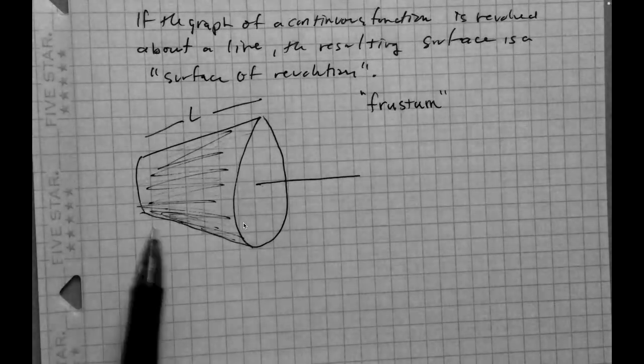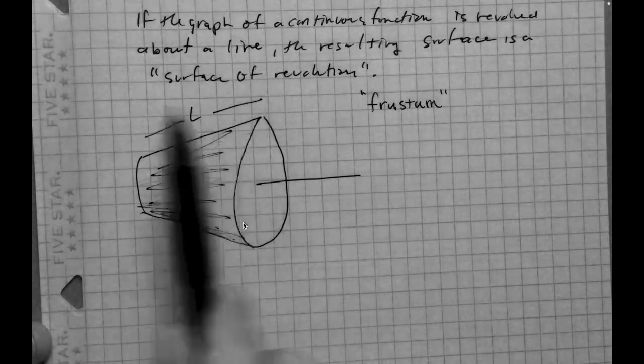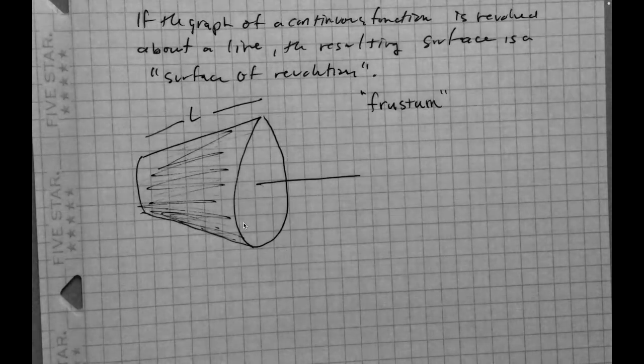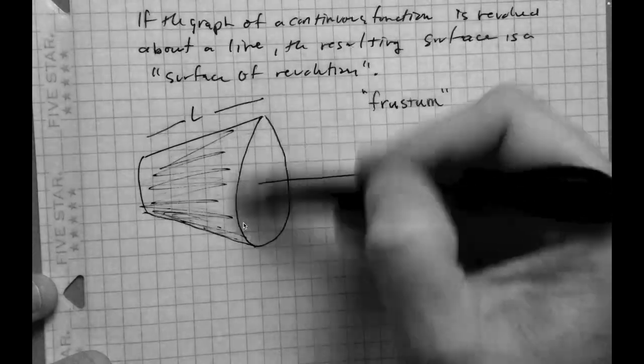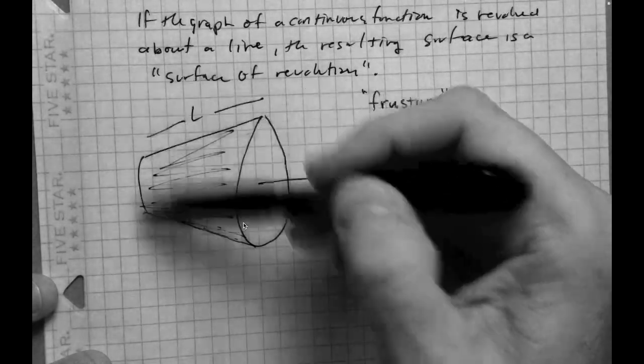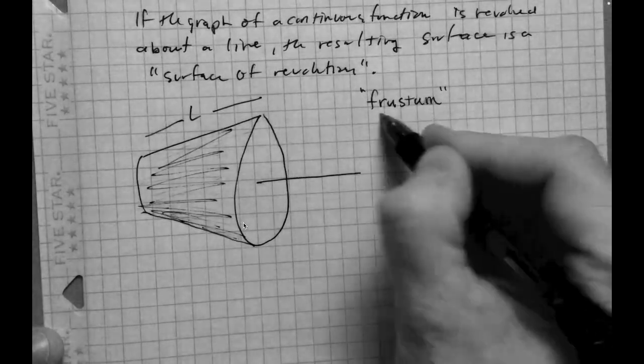Basically a frustum is a geometric solid that is sliced by two parallel surfaces. So this end here has been sliced off, and in a parallel fashion the other end has as well. Okay, so that's what we mean by a frustum.